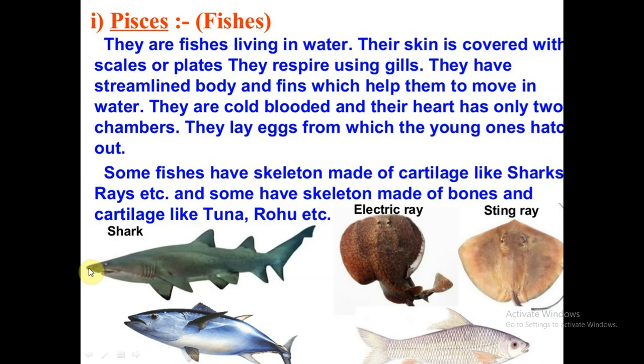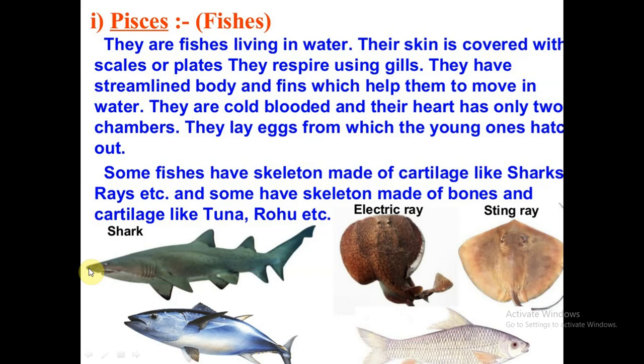Now talking about the chambers of the heart, we all know that we, the human beings, the mammals, have four chambers of heart. The heart is divided into two ventricles and two auricles, but in the case of fishes, there are only two chambers. And how do they reproduce? They lay eggs from which the young ones hatch out. So they are oviparous. There are two types of animals, oviparous and viviparous. Oviparous lay eggs and viviparous give birth to young ones.